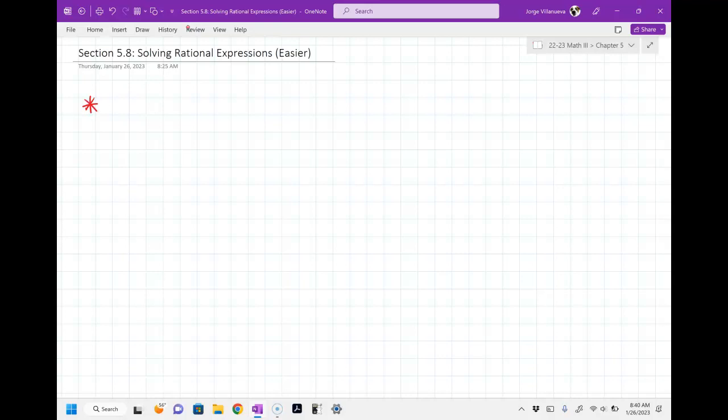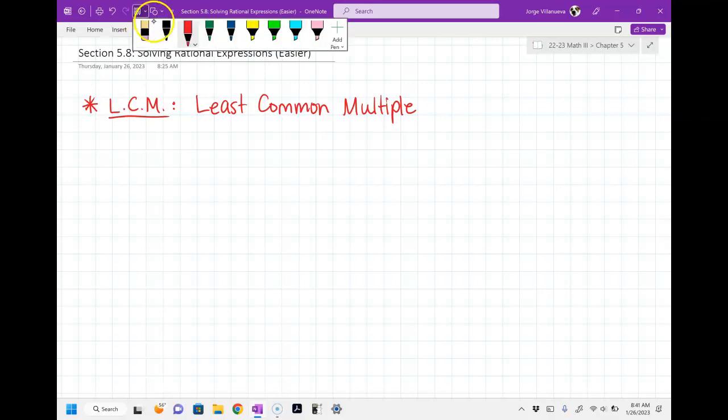We're going to have to remember what we call the LCM, okay? The LCM is the least common multiple. Now, I'm going to show you guys this thing, and this is something you learned many years back. I just don't know if you remember it, because when we don't use it, we tend to forget stuff, right? So, the least common multiple is like this.